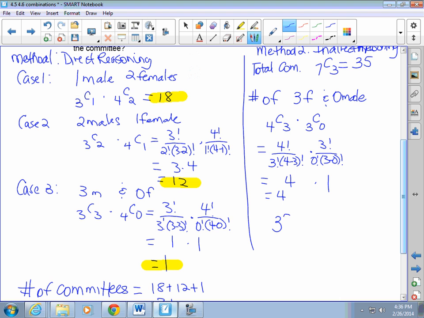So if I have 35 possible committees, minus 4, that leaves me with 31 possible committees with at least 1 male. So there's 2 ways of doing it. You take the total minus the total opposite, where you'd have no males on there, or you can do each case by case. Either way is fine.